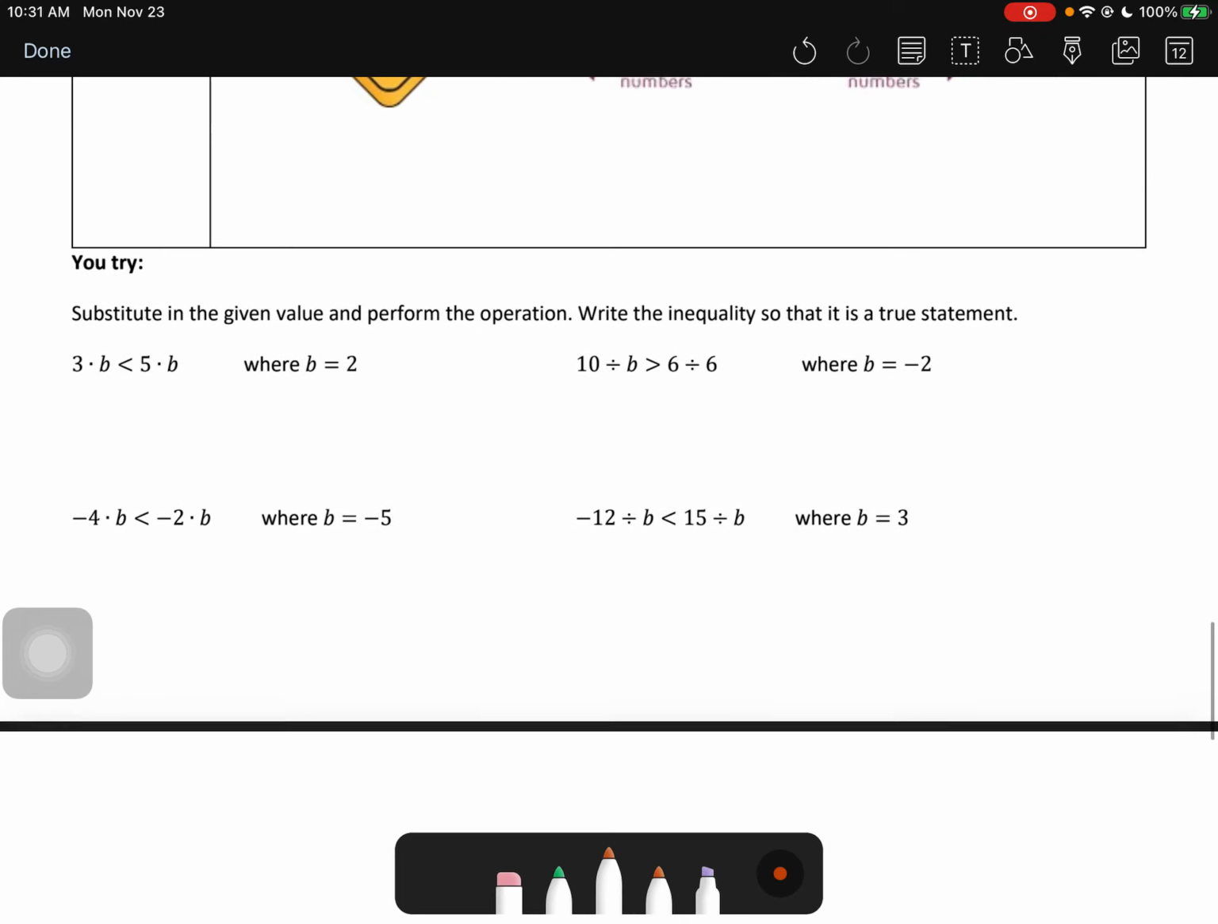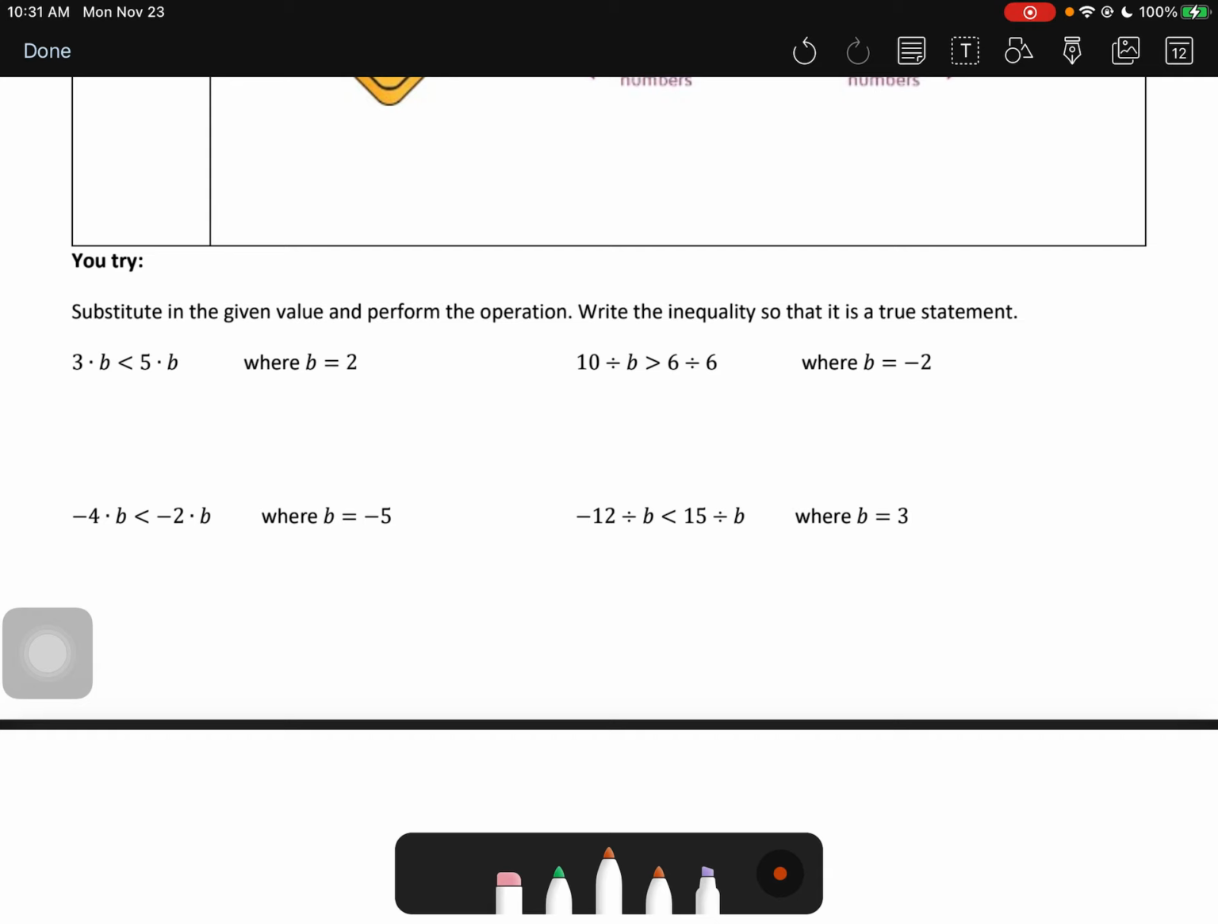I'd like you to try these next examples. I'm going to do the first one with you. 3 times, we're going to substitute in 2. Is that less than 5 times 2? Is 6 less than 10? Yes. Please finish the other 3 examples and we will take a look at them in class.